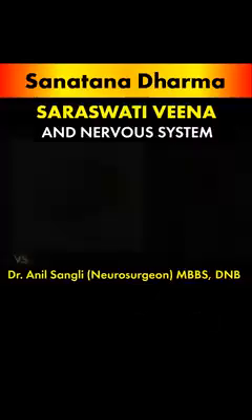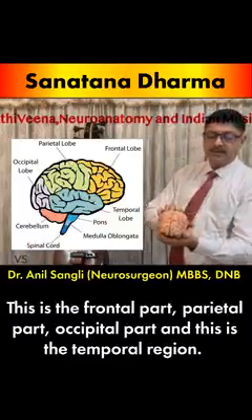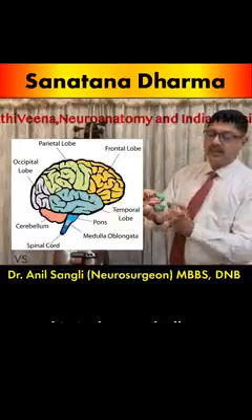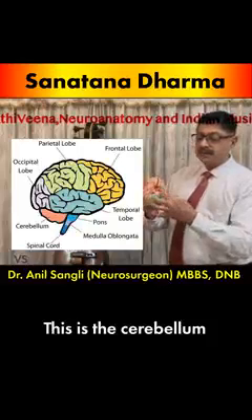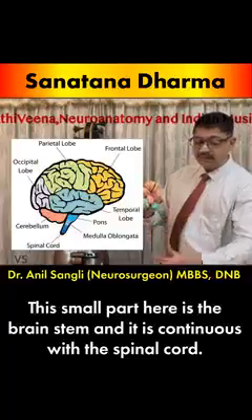This is the structure of the brain, where there is a frontal part, the parietal part, the occipital part, and this is the temporal region, and this is the small brain or the cerebellum. And this small part where you see is the brain stem. This brain stem continues into the spinal cord.